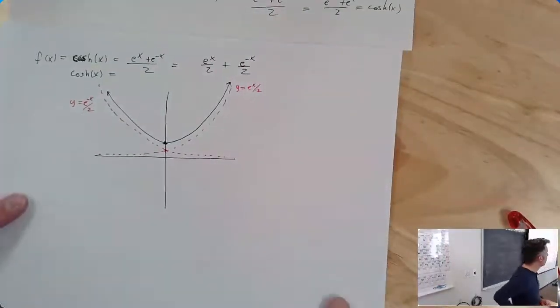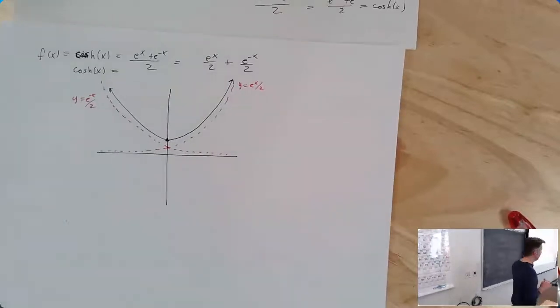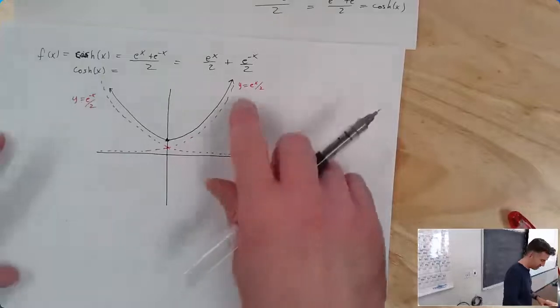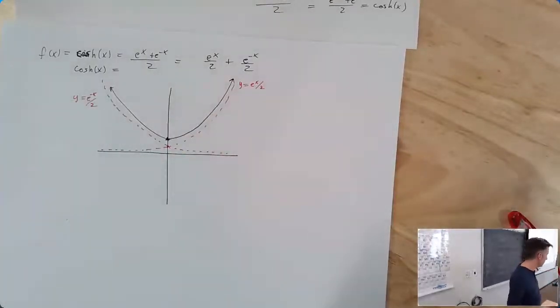I know it looks terrible. I can see your face. But that's the idea. The hyperbolic cosine function is asymptotic to e to the x over 2 and e to the negative x over 2. Which is kind of weird to have those functions as asymptotic, but we do.